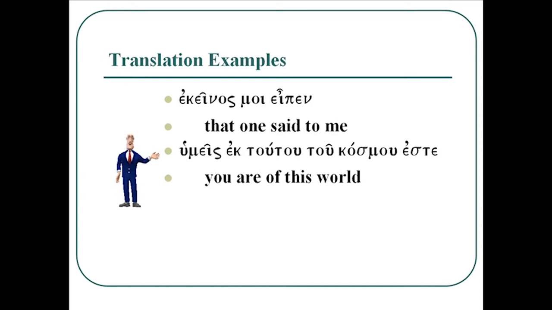A second example is humes ek tutu to kosmu este. Humes, you, and then pick up the verb at the end, este, are, ek tutu to kosmu, of this world, or from this world. And you see the tutu matches the kosmu in number, gender, and case. So kosmu is the noun that's modified by tutu, this world, as opposed to that world. Notice also that the kosmu takes the article where the tutu does not.